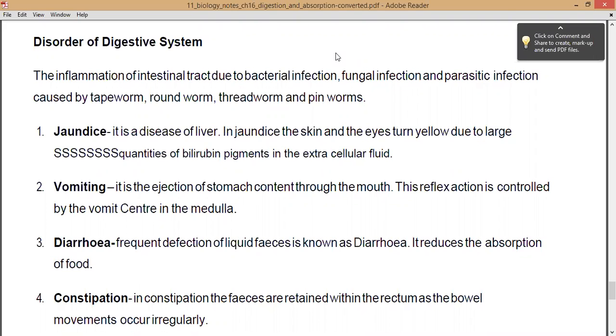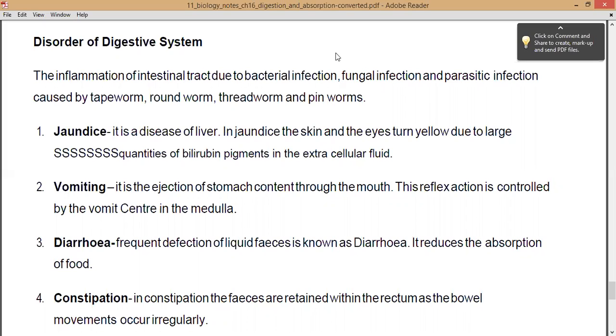This is the main symptom observed to detect whether a person is suffering from jaundice, right? If you look at a person and their skin as well as eyes are yellow in color, then that person may be suffering from jaundice. And this can be due to large quantities of bilirubin pigments. If the bilirubin pigments in the liver increase, at that time jaundice takes place, right?